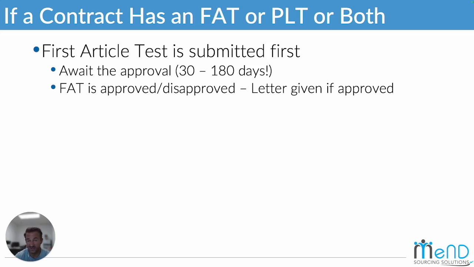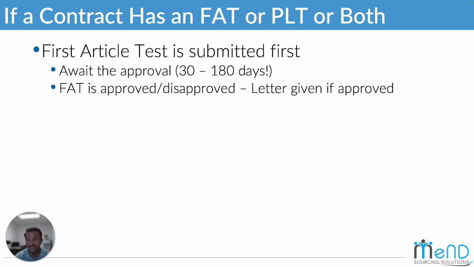Sometimes it's as little as 30 days, but we've actually even seen that it can take up to 180 days before a first article test is approved, right? We're talking 6 months potentially, right? So that's going to take a lot of people out of the game. They don't want to wait 180 days for an FAT approval.